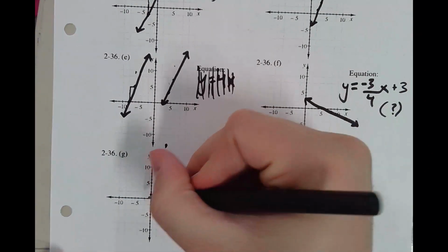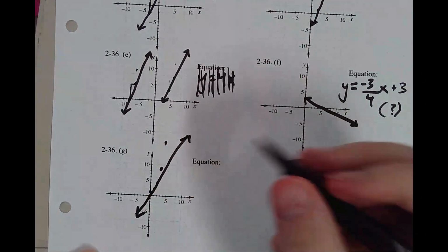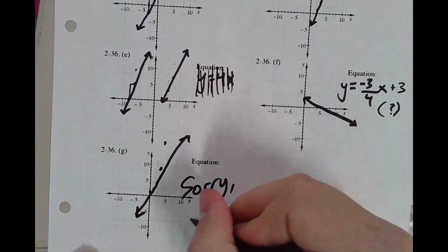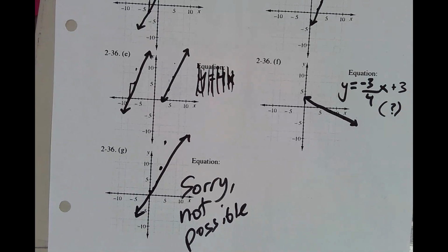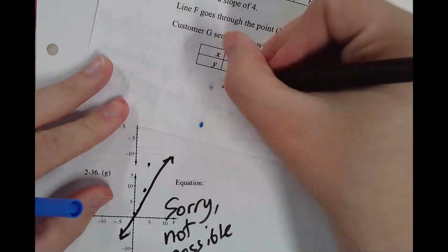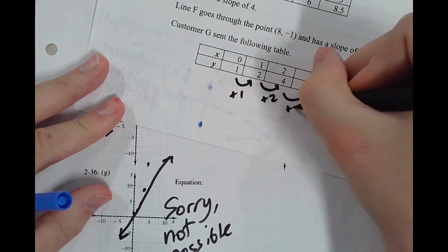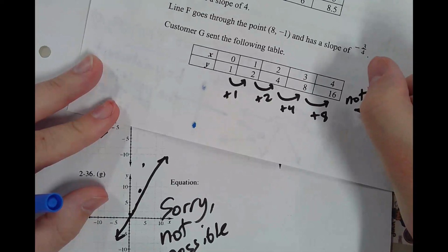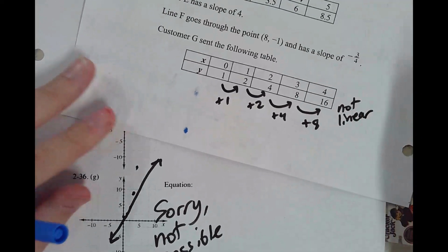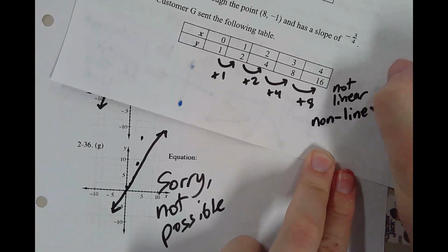Did you notice, if you graph these coordinates, is this actually a straight line? Sorry, this one's not even possible. This is not going to be growing by the same number each time. If you look at the table here, it's growing by 1, then it's growing by 2, then it's growing by 4, and then it's growing by 8. That is not linear. What's another way to say not linear, by the way? We could also say non-linear.